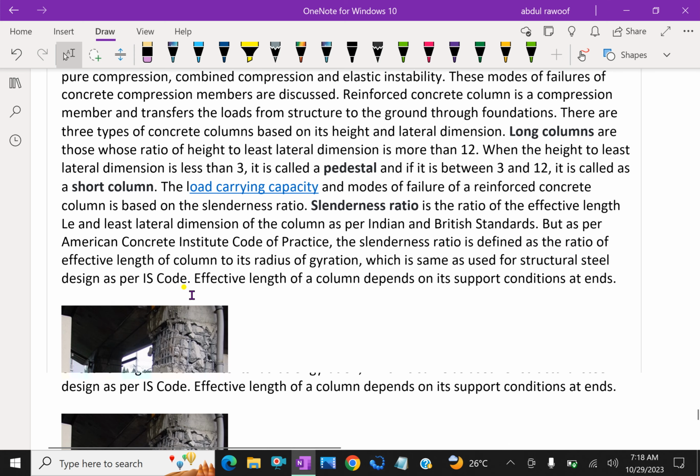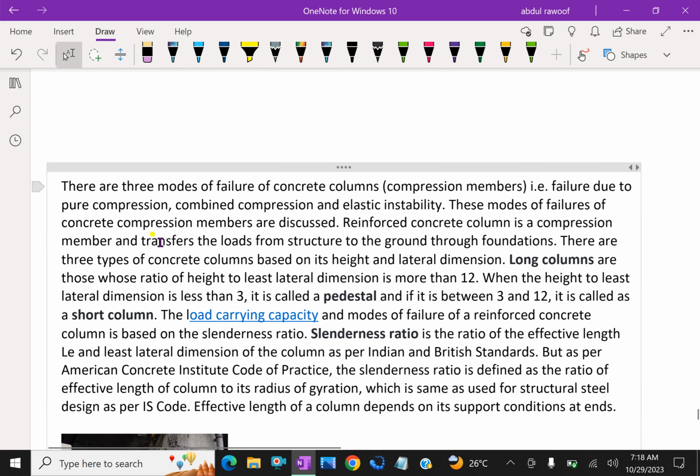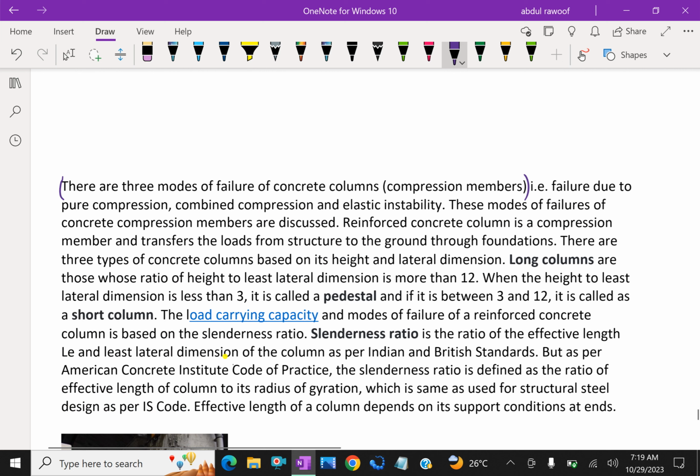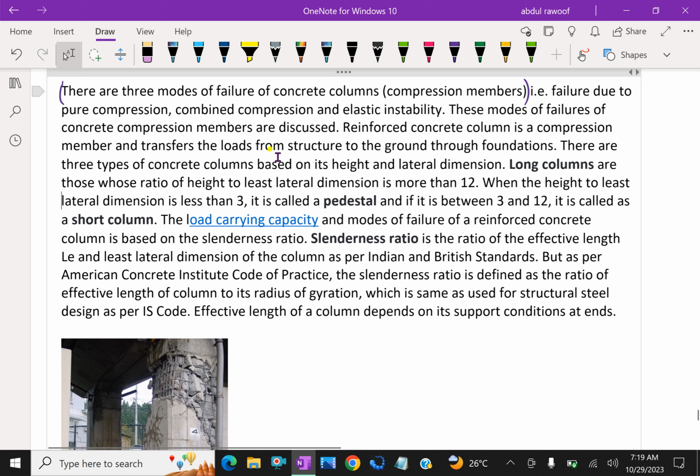Further, let us discuss column and strut. There are three modes of failure of concrete columns, which are compression members. That is, a column fails in three cases: failure due to pure compression, combined compression and bending, and elastic instability. These modes of failure in concrete compression members are discussed.